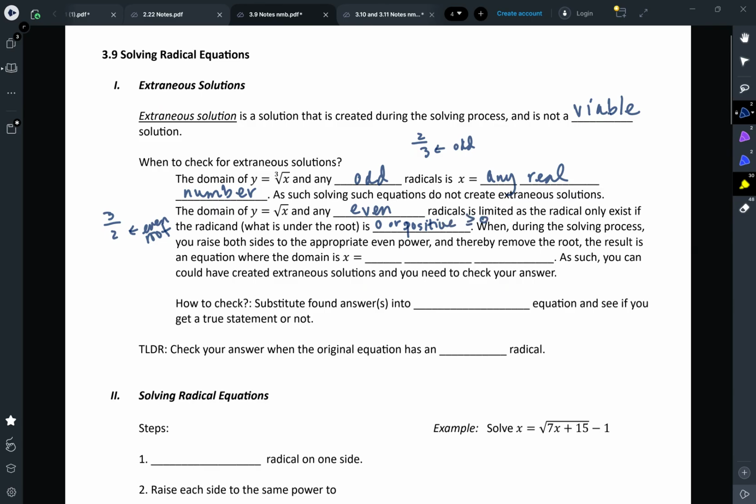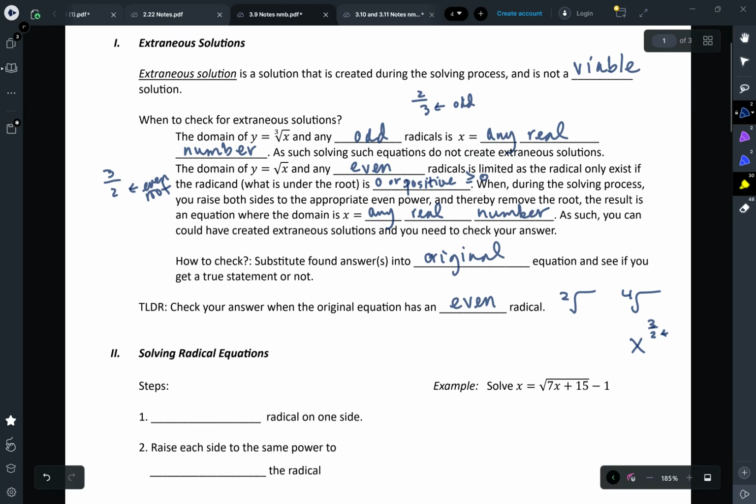When, during the solving process, you raise both sides to an appropriate even power, thereby removing the root, the result is an equation where the domain is x equals any real number. And when you change the domain, you can get extra answers that might not work. So how to check? Substitute into the original equation to see if it's true or not. Basically what we're saying is check your original equation when there is an even radical. So again, an even radical could be like a square root, remember, we don't have to put the 2 there, a fourth root, or even something like a 3/2 power, because this is even as well. And that's my root index.